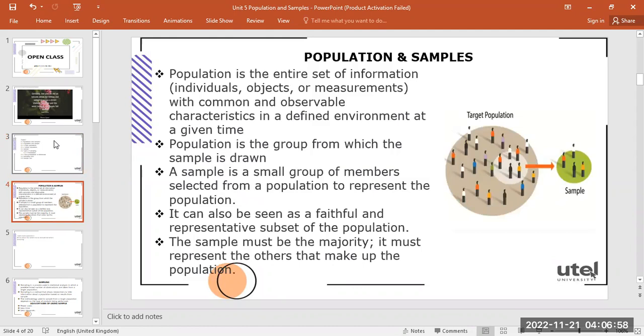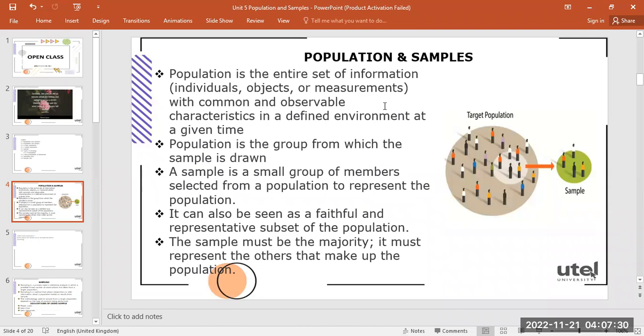And basically, what is a population? In statistical analysis or any experiment or study that you want to carry out, a population is a term given to the entire set of information, individuals, objects, or measurements with common and observable characteristics in a defined environment at a given time. In other words, a population is the superset of the study.